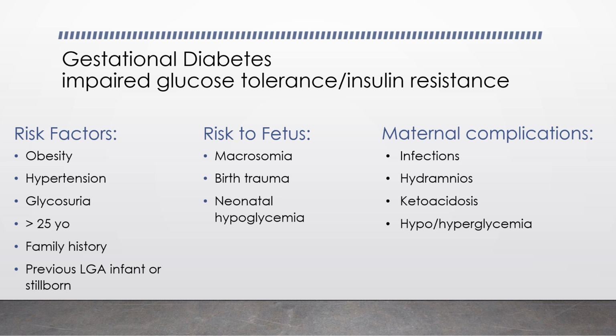And these have a risk to the fetus. Having gestational diabetes can result in a baby with macrosomia, so a big baby that could result in birth trauma, and then neonatal hypoglycemia. Moms also can have complications as a result of gestational diabetes, and these include infections, hydramnios or polyhydramnios, too much amniotic fluid, ketoacidosis, and they can also have hypo and hyperglycemia.